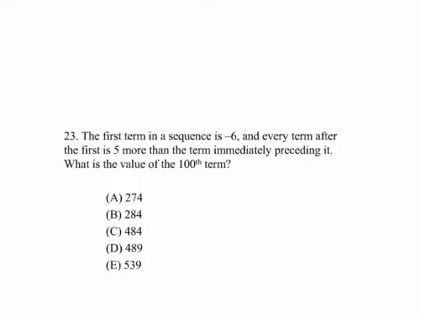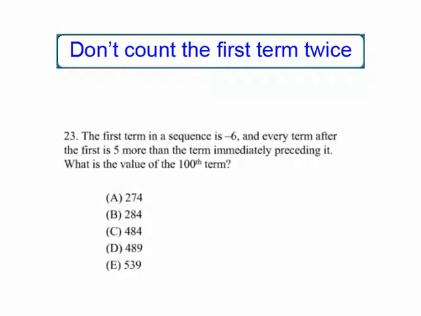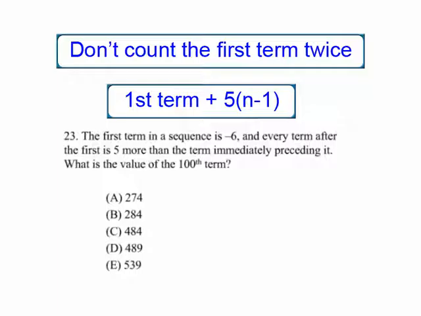The key to this is you've got to remember that you're adding 5 to each of the terms, but you can't count the first term twice. So when we set this up, we've got the first term, and then we've got 5 times the number of terms we're looking for, which would be n, less the first term. That's where we have to subtract the 1 out. So substituting the numbers in, -6 plus 5 times 100 minus 1, which is -6 plus 5 times 99, -6 plus 495 gives us 489.